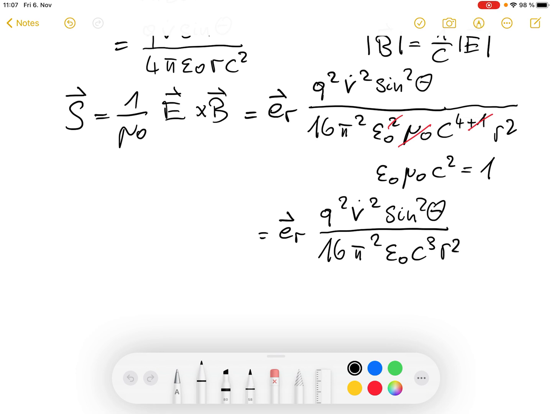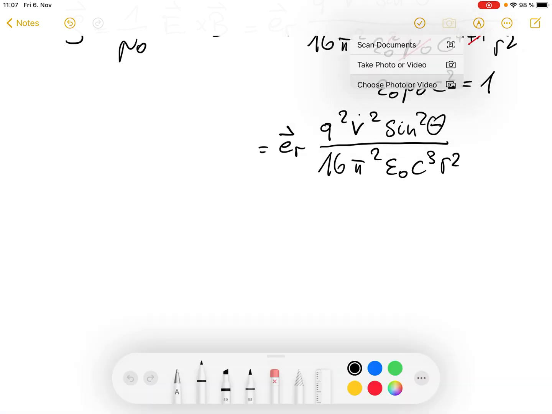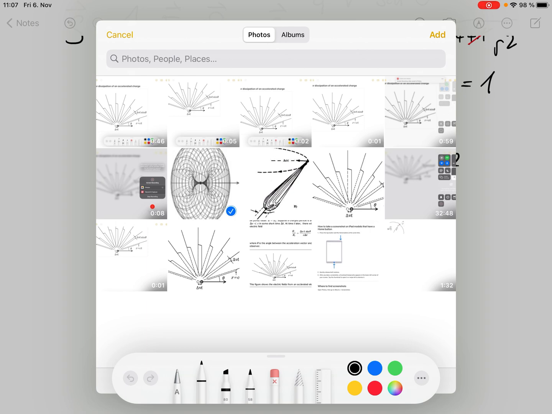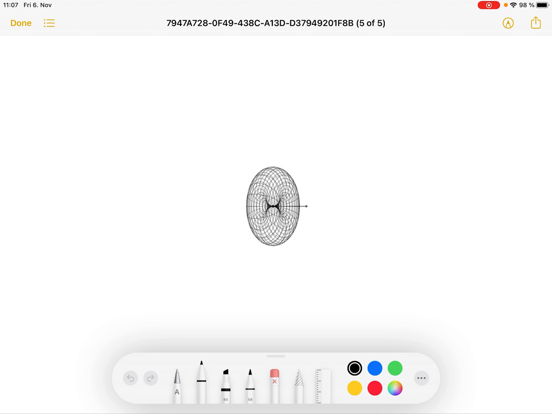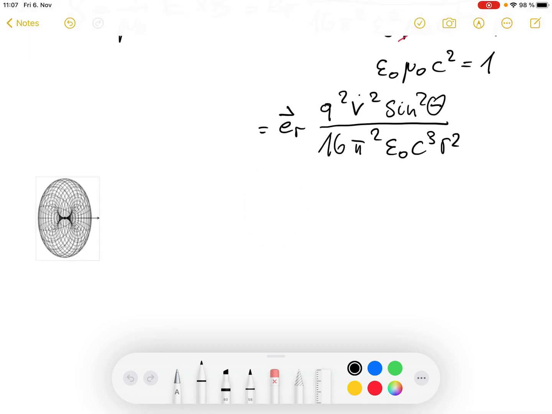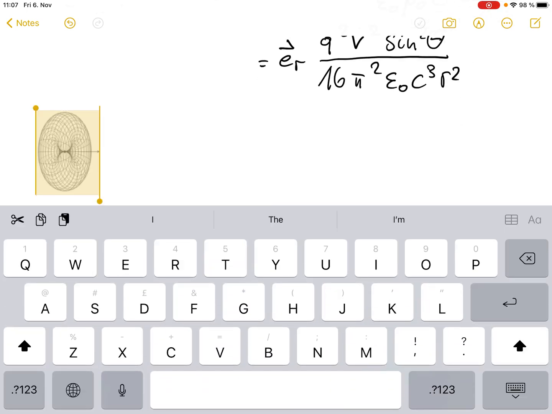So there are a few things to note here. One is the sine squared theta, which gives us the angular dependence. Let me try to insert a picture here, because this sine squared theta leads to a donut shape, where you see a donut here, and the arrow points in the direction of the acceleration, not the movement, but the acceleration. So we have the donut shape radiation pattern. Let me remove it again.